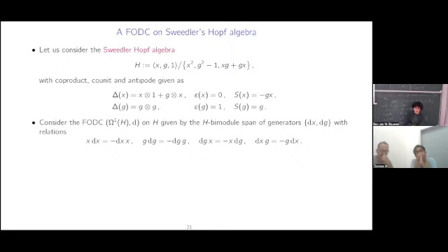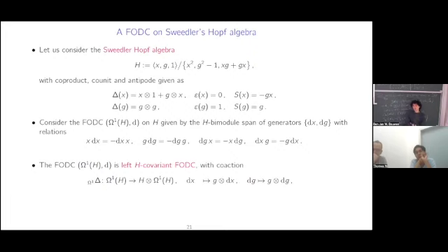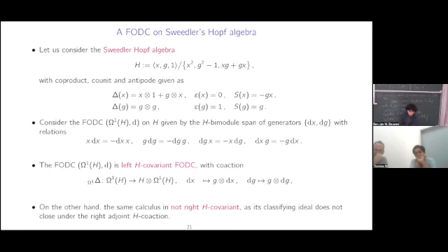Okay, so we have this left-H covariant first-order differential calculus, defined on the generators as follows, and then you can linearly extend it to the whole algebra. Unfortunately, this calculus is not right H covariant, and in particular this happens because the classifying ideal does not close under the right adjoint H action.